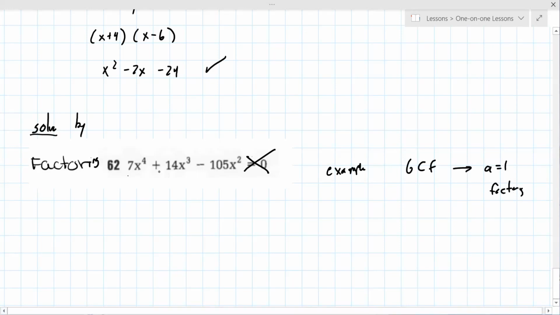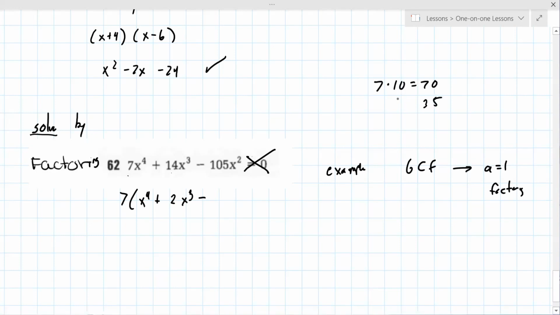When you look at 7, 14, and 105, what GCF stands out at you as a possibility? 7. Question is, does 7 go into each of these other ones? Well, we know it goes into 7 and 14. Does it go into 105? Well, maybe if you had a calculator, you could do it real quick, but 7 times 10 is 70, and that leaves 35 left over. Well, that's 7 times 5. So you can see that's how you get 15.